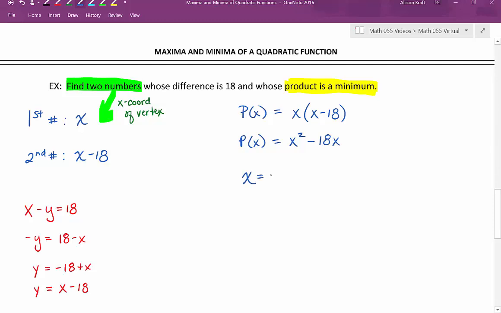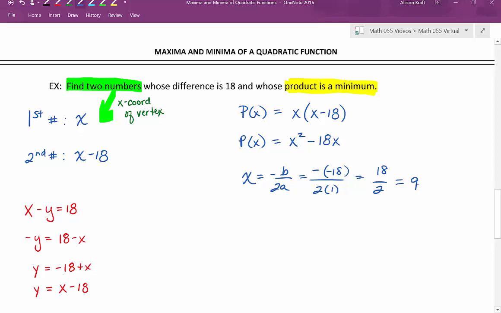The x coordinate of the vertex is negative b divided by 2a. So that'll be negative 18 over 2 times 1. That's 18 over 2, which is 9. We found the x coordinate of the vertex. I need to make sure that it makes sense for the context of the application. We're being asked to find two numbers. Is 9 a number? Sure it is. There's no restriction on the type of number. So it's fine that our first number is 9.